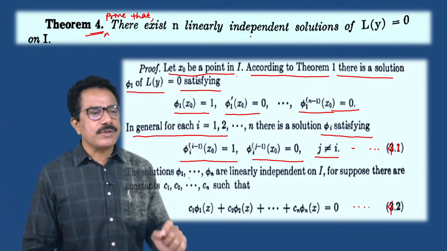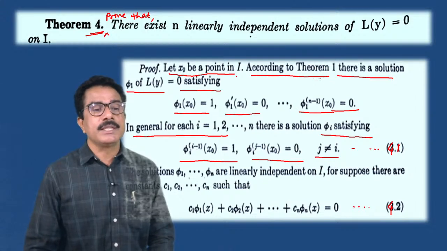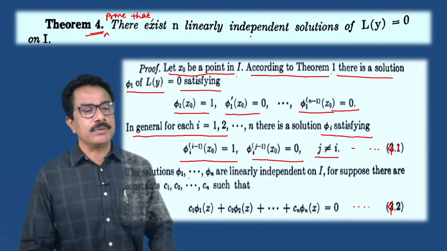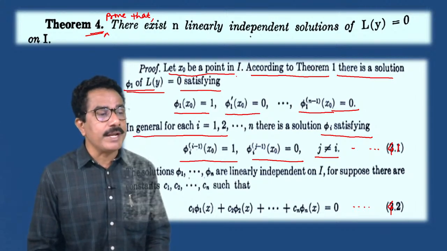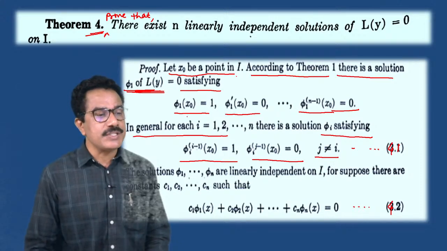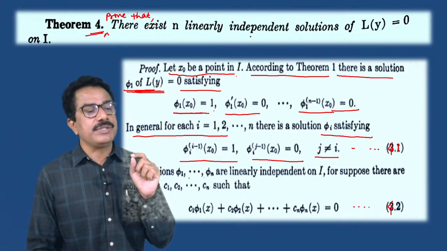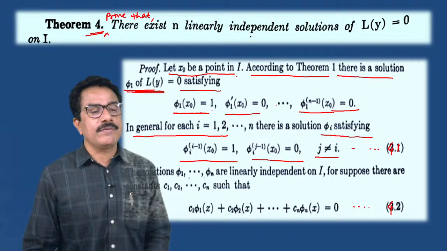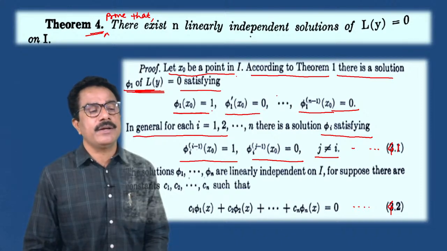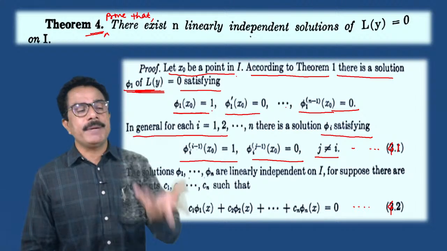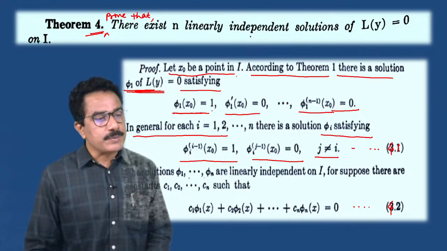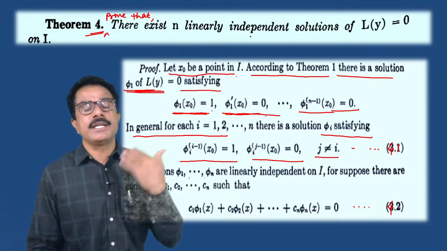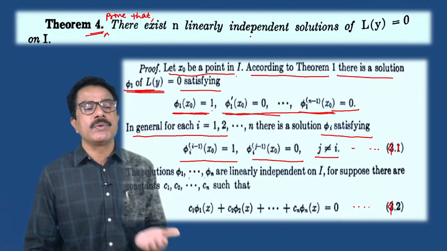See this, let x naught be a point on I according to the theorem 1. आपण theorem 1 मध्ये पाहिलेला आहे, पहा theorem 1 ची स्टेटमेंट काढून पहा. There exists a solution phi 1 of L of y satisfying phi 1 of x naught is equals to 1 and remaining all derivatives phi 1 dash of x naught, phi 1 double dash of x naught, phi 1 triple dash of x naught is equals to 0. Means phi 1 of x naught is equals to 1 and remaining first order derivative, second order derivative, third order derivative go to 0.